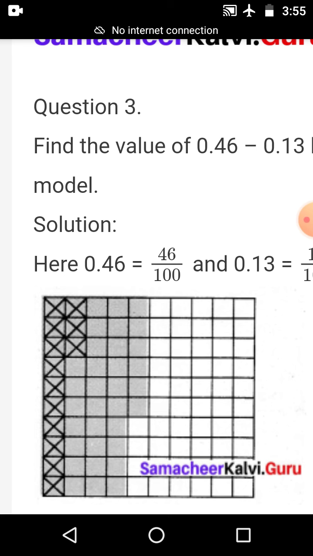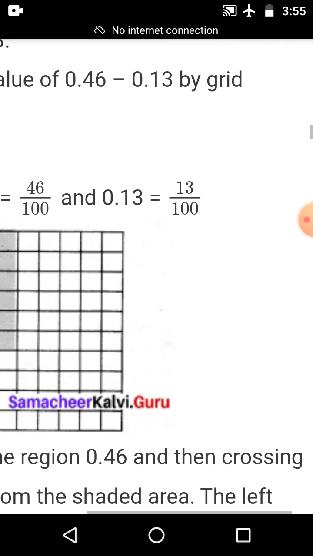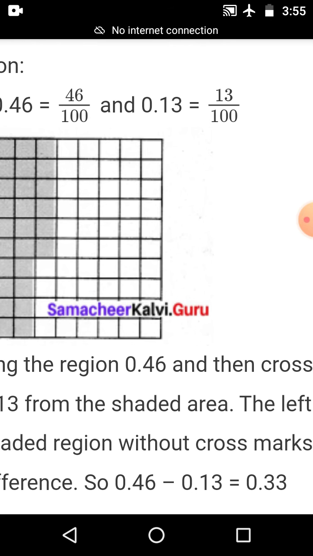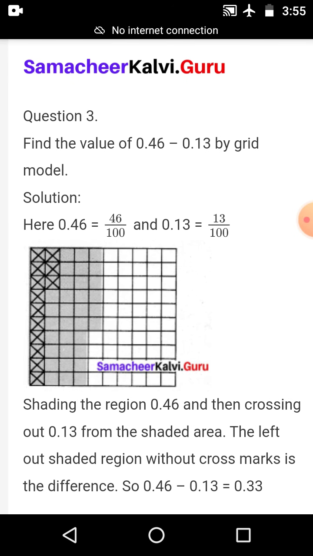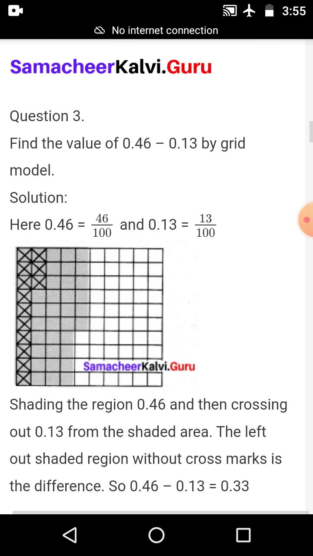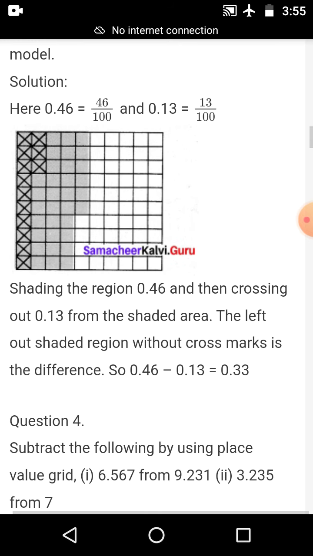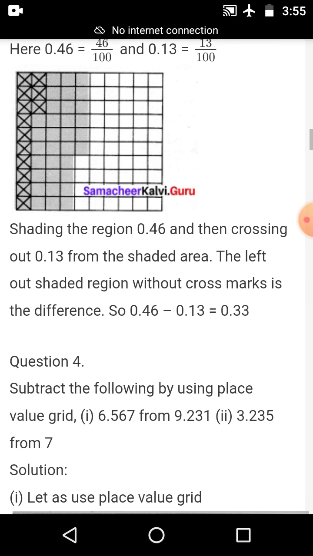And write the answer. What is the answer? See the solution here. 0.46 minus 0.13 equals 0.33. Shade the region 0.46 and then cross out 0.13 from the shaded area. The left-out shaded region without a cross mark is the difference. Okay, that's all.